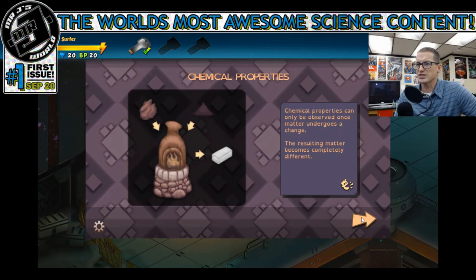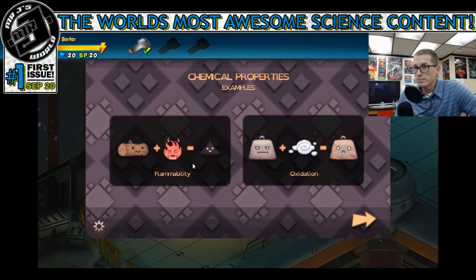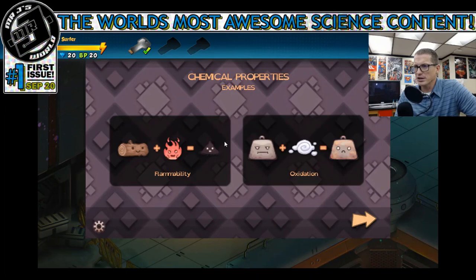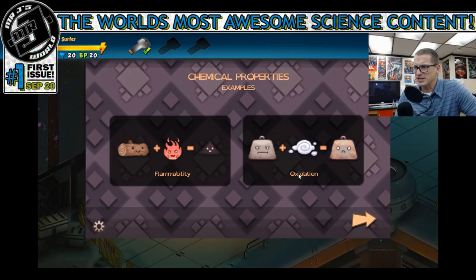All right, let's see what we got here. Can we play examples, the game? Oh, more examples. Flammability. So oxidation. When you burn something, flammability turns wood with fire into ash and smoke. When you take iron and you add oxygen, we call it oxidation, and it creates rust.